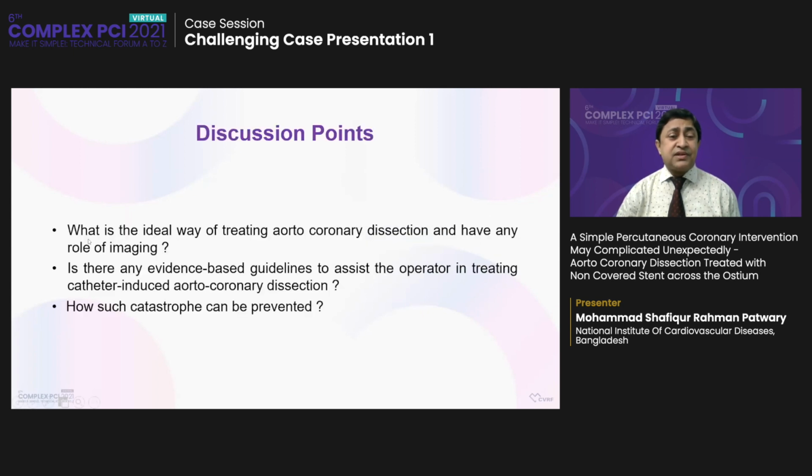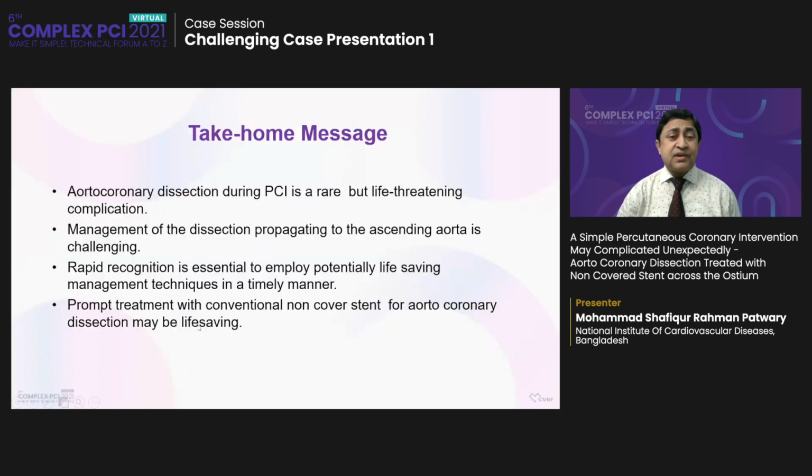My discussion points are: what is the ideal way of treating aortocoronary dissection, and is there any role of imaging? Is there any evidence-based guideline to assist the operator in treating catheter-induced aortocoronary dissection, and how can such a catastrophe be prevented? Take-home message: aortocoronary dissection during PCI is a rare but life-threatening complication. Management of dissection propagating to the ascending aorta is challenging. Rapid recognition is essential to employ potentially life-saving management techniques in a timely manner. Prompt treatment with a conventional non-covered stent for the aortocoronary dissection may be life-saving.